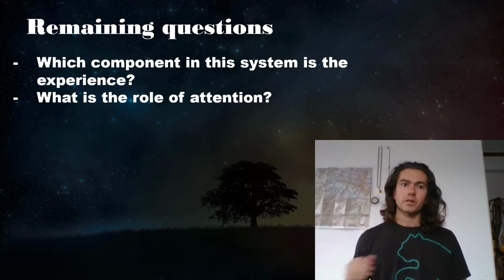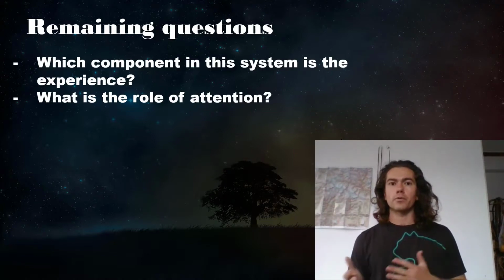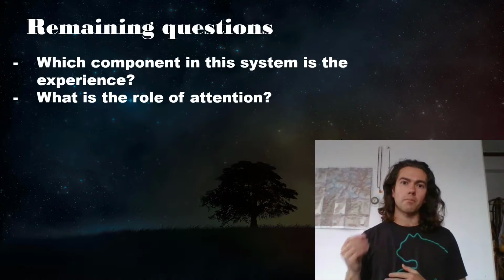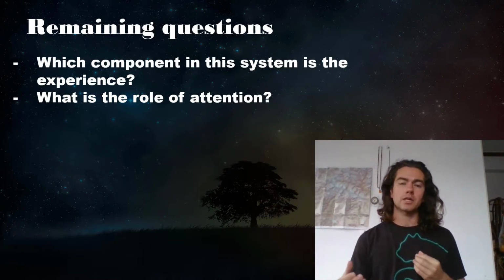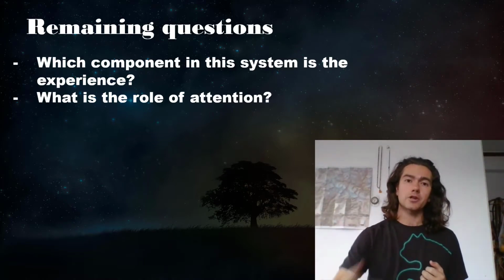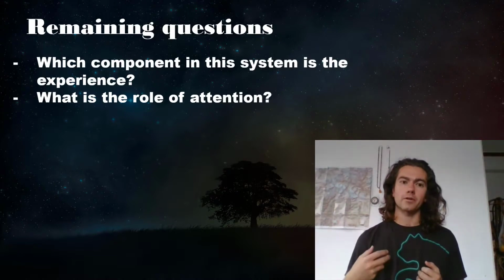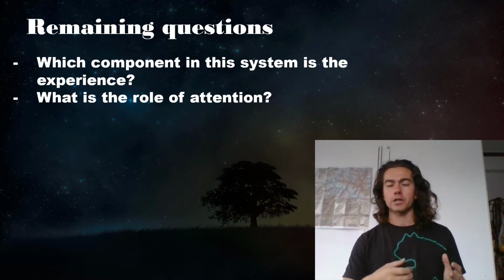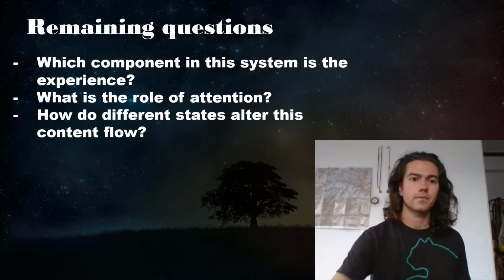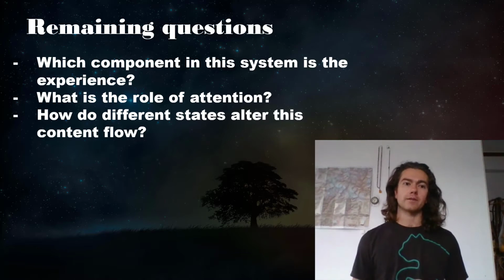What is the role of attention? So Logothetis notes in the discussion section of one of these papers that in binocular rivalry research, it's been shown that people have no ability to modulate which of the two stimuli being presented to the eyes is seen in consciousness. So if they can't modulate it with attention, then perhaps these changes are somewhat automatic. So there can be selection of information into consciousness automatically. But we also know that we can choose what we think about. How does the automatic selection of information into consciousness interact with the choice of what to bring into consciousness? And how do different states alter this content flow?